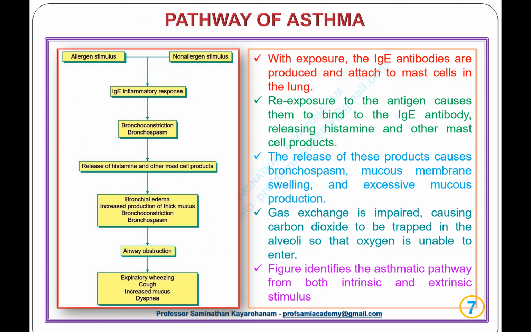Next slide. Pathway of asthma. With exposure, the IgE antibodies are produced and attached to mast cells in the lung. Re-exposure to the antigen causes it to bind to the IgE antibody, releasing histamine and other mast cell products. The release of these products causes bronchospasm, mucous membrane swelling, and excessive mucus production. Gas exchange is impaired, causing carbon dioxide to be trapped in the alveoli so that oxygen is unable to enter. The figure identifies the asthmatic pathway from both intrinsic and extrinsic stimulus.